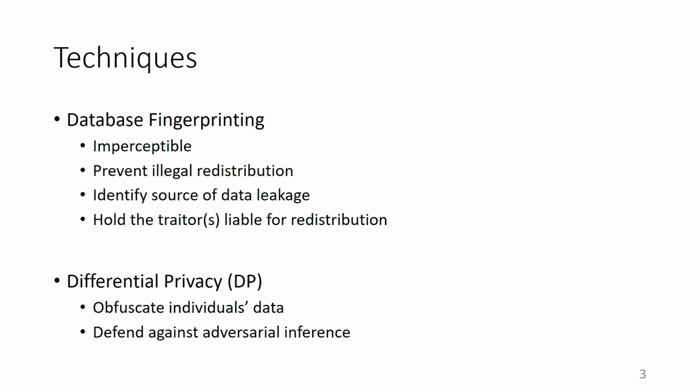So for the first technique, fingerprint is essentially imperceptible marks injected into the database. It will only cost slightly change to the database utility, so it can be used to prevent illegal redistribution, identify the source of data leakage, and also provide evidence to let the database owner trace the traitors who should be responsible for the data leakage. And also for the differential privacy, it is a classical tool to obfuscate individuals' data and also defend against some adversarial attacks.